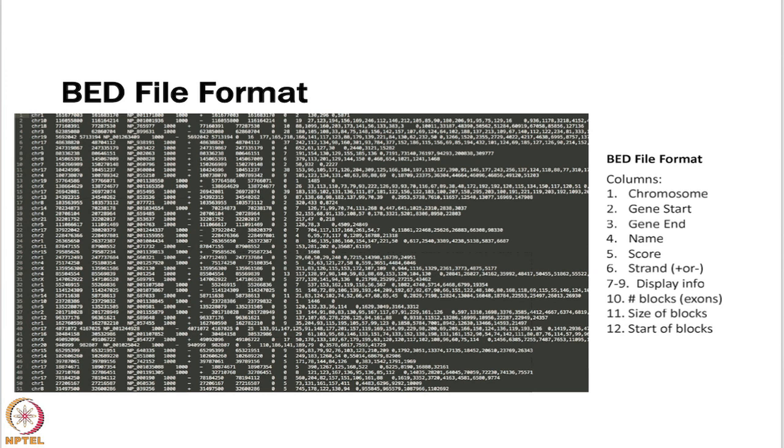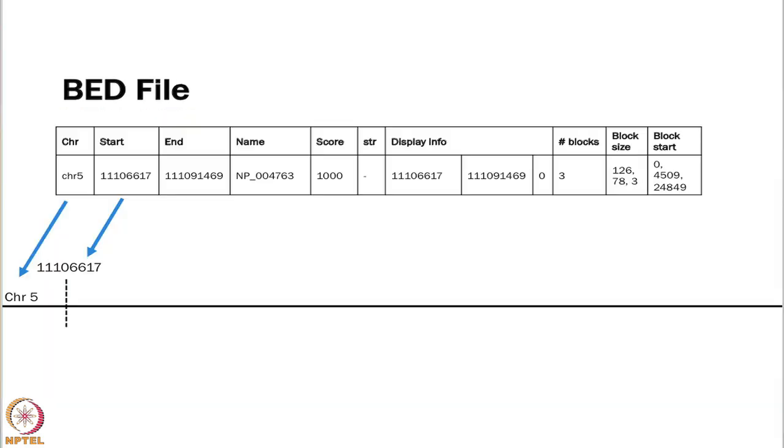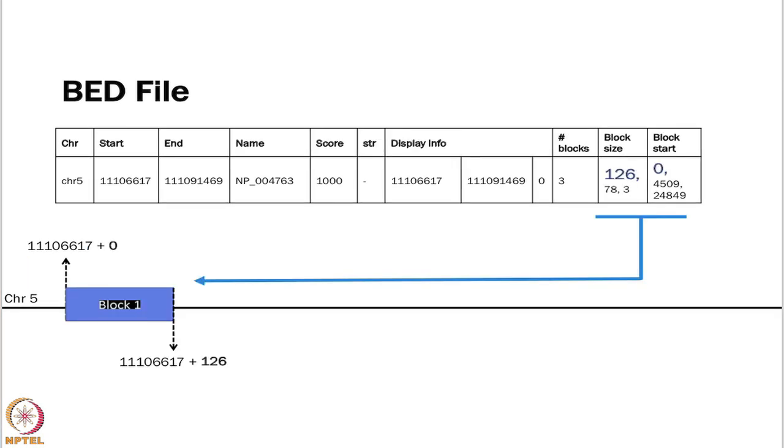The number of exons or blocks, the size of these exons and the start of these exons. And I showed this yesterday. I'm just going to show it one more time because we're going to be thinking about this a lot. So in our bed file, we have the start of the gene, right? And then the first block start will be 0. It will start where the gene starts. And then the exon is 126 nucleotides long, so it will be 126.